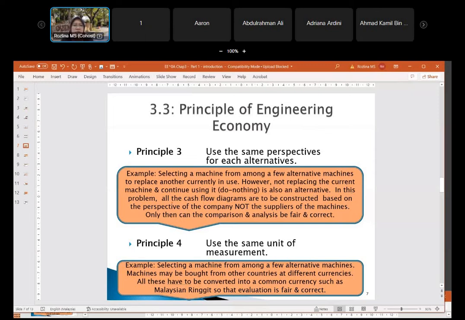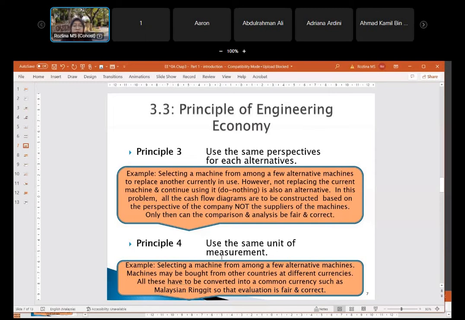Okay. In this problem, all the cash flow diagrams are to be constructed based on the perspective of the company, not the suppliers of the machines. Only then can the comparison and analysis be fair and correct. So you have to look by using the company's eyes and not the supplier's eyes. There is a slight difference.